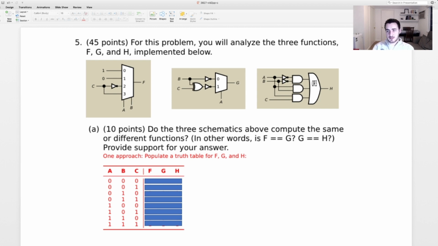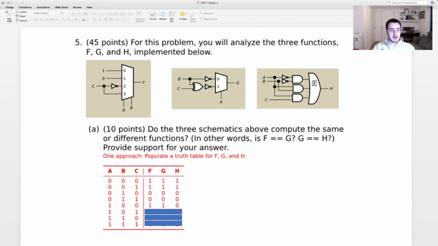If A, B, and C are 0, then F, G, and H will all be 1. If A and B are 0 but C is 1, then F, G, and H will also all be 1. If A is 0, B is 1, and C is 0, F, G, and H all output a 0. If A is 0, B is 1, and C is 1, they also all output a 0. But then if A is 1, B is 0, and C is 1, F and G will output a 1, but H will only output a 0.